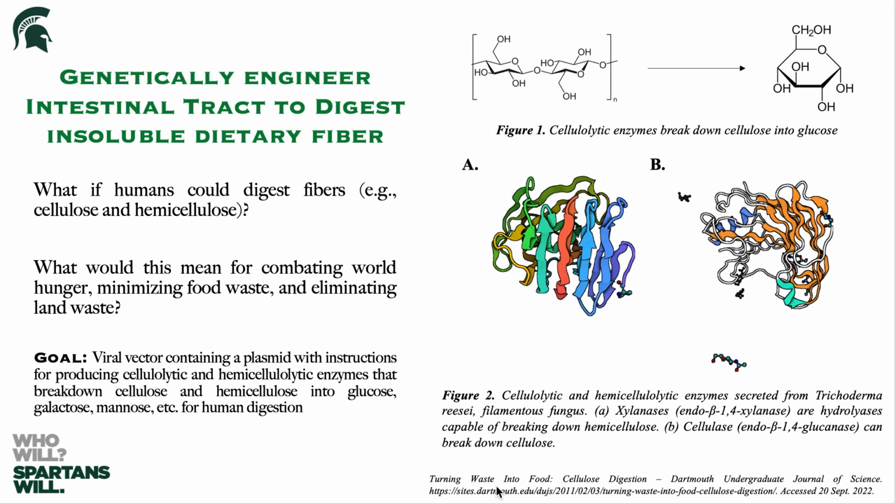What if humans could digest fibers like cellulose and hemicellulose? What if we can genetically engineer the intestinal tract to break down these two fibers and convert it into glucose, galactose, mannose, and other sugars for human digestion? What would this mean for combating world hunger, minimizing food waste, and eliminating land waste?